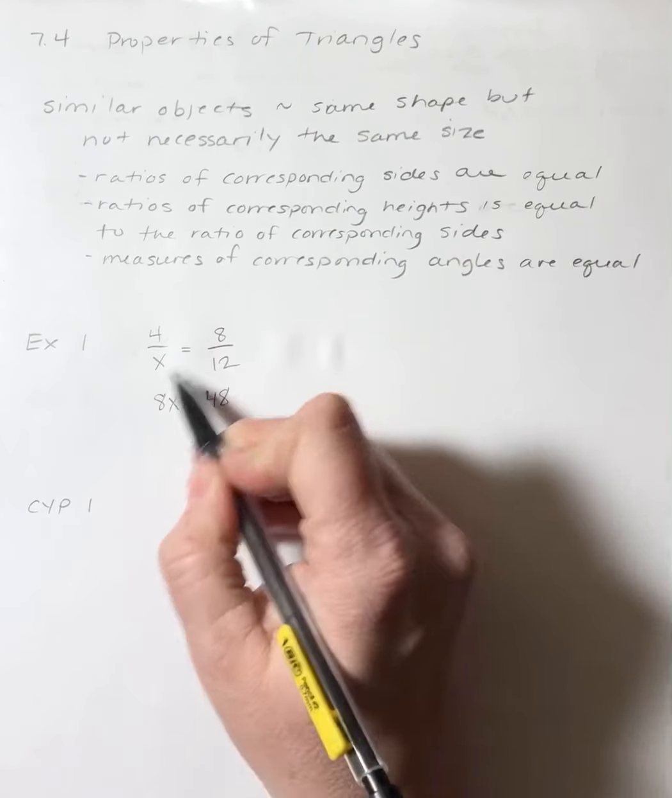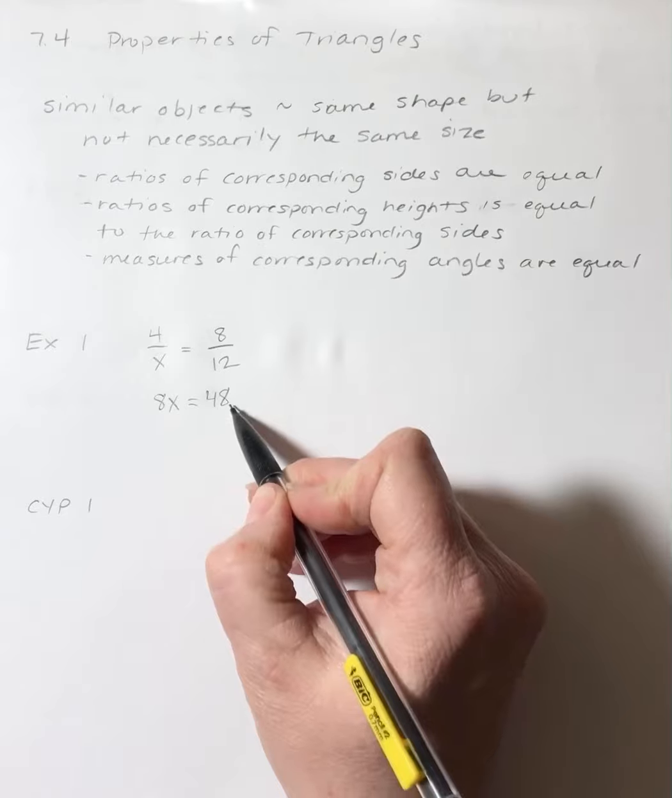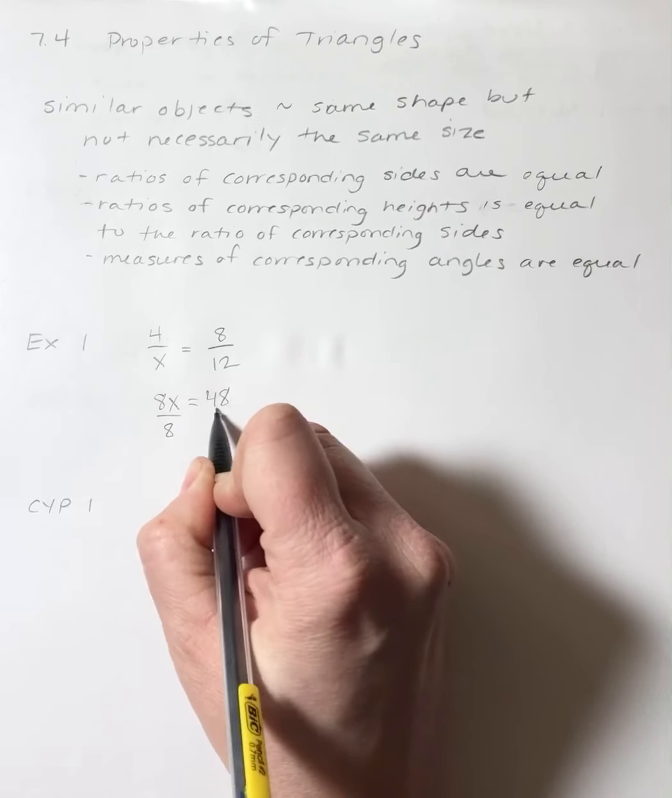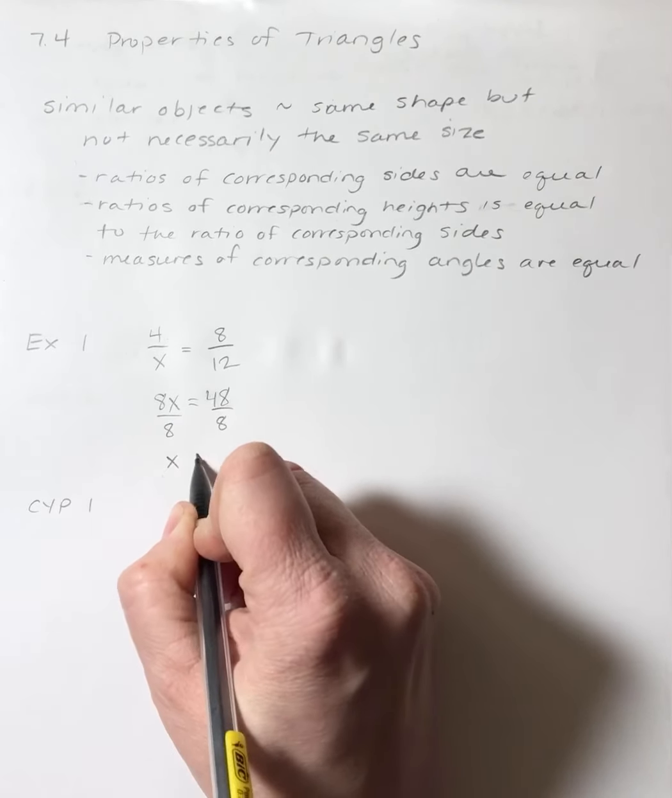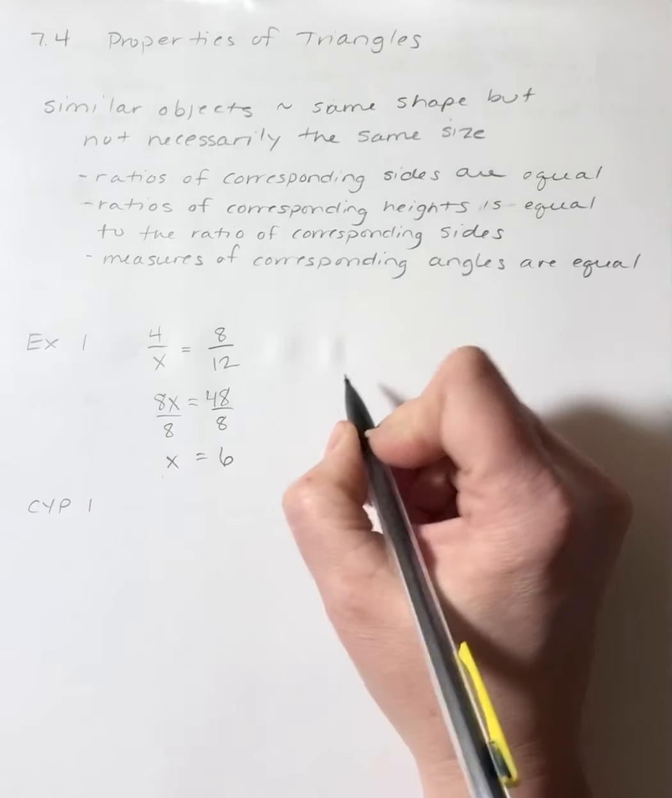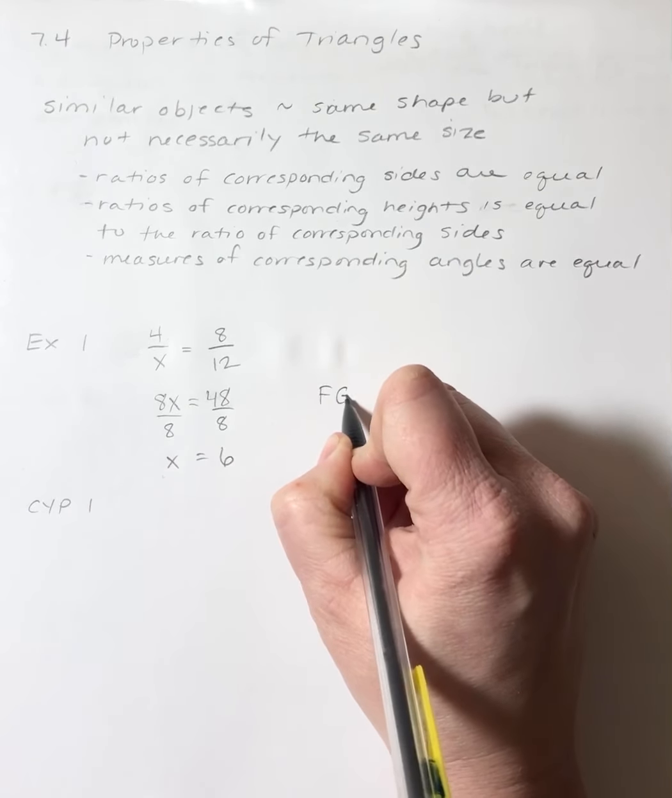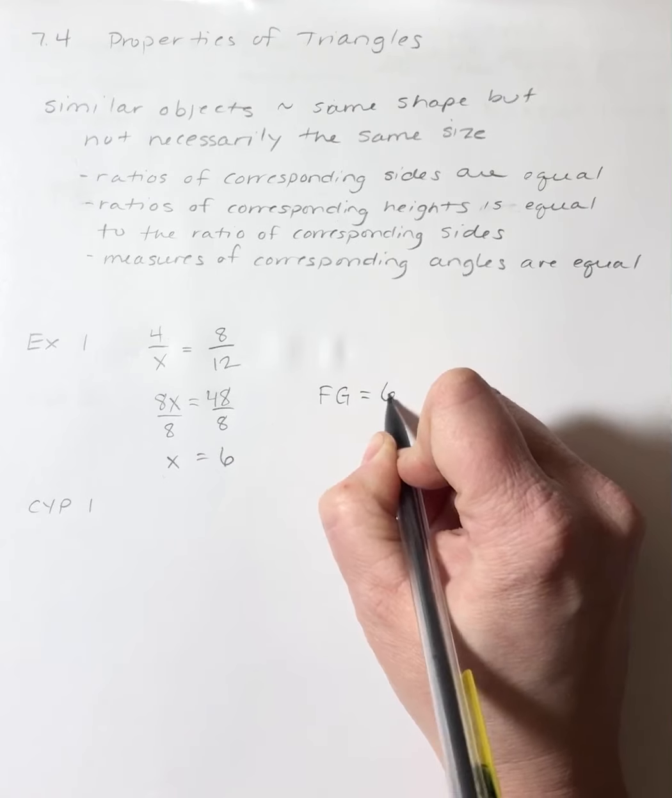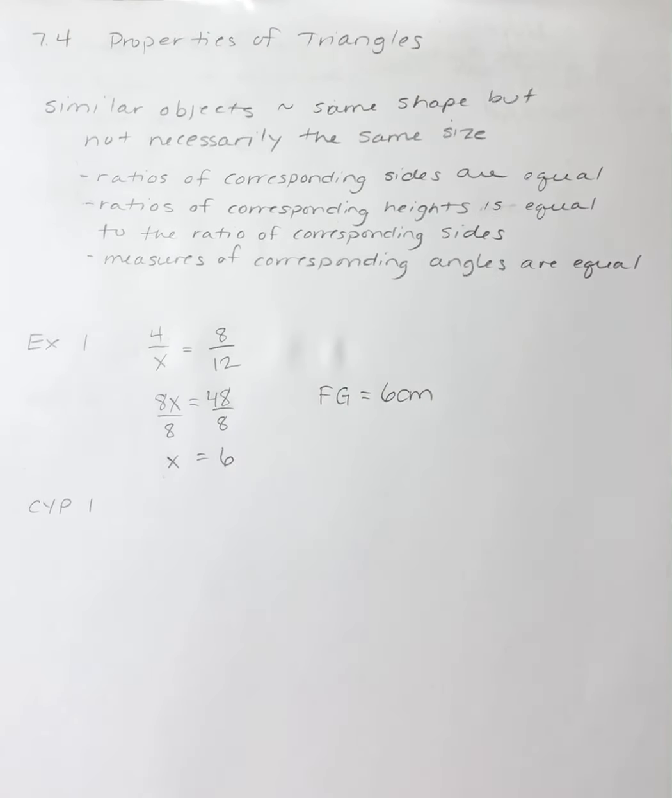There we go. 8x equals 48. 4 times 12 is 48. Divide both sides by 8. So then x equals 6. They were looking for specifically FG, so FG is equal to 6 centimeters.